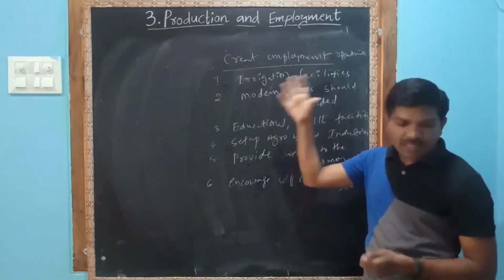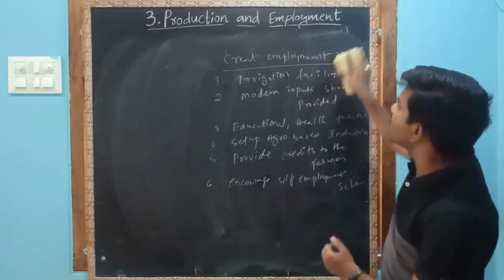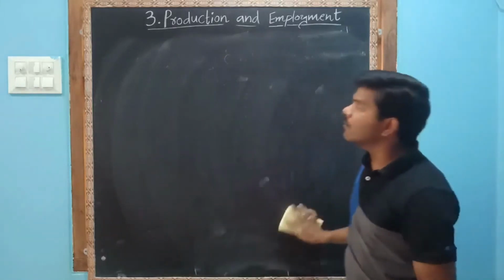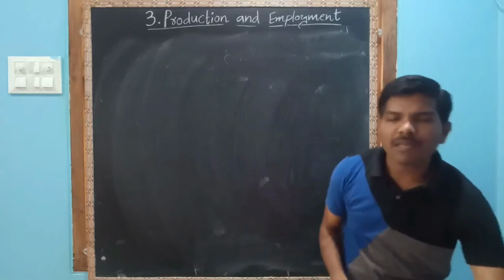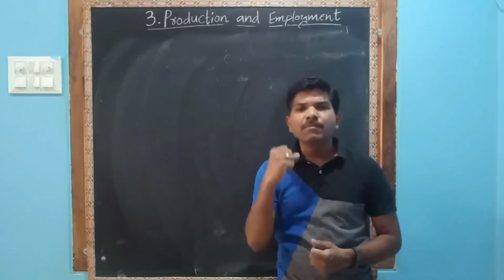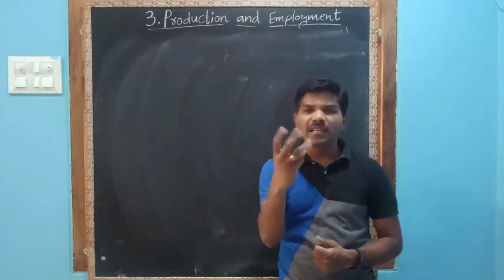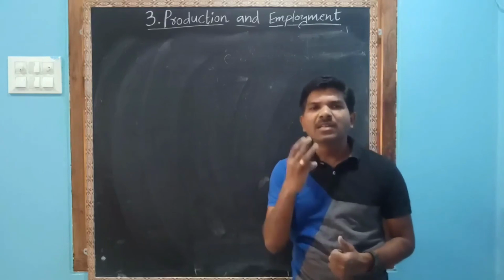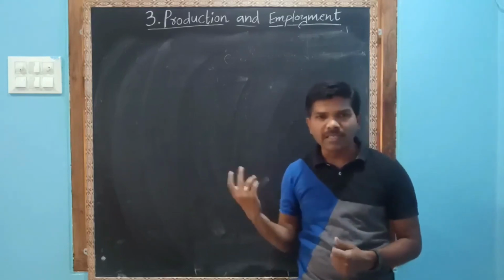So children, this is our lesson, production and employment. I want to revise this entire lesson within 2 minutes. We have done the 3 sectors. In our Indian economy, there are 3 important sectors: primary, secondary, tertiary. Primary depends upon nature, secondary depends upon manufacturing, tertiary depends upon services.